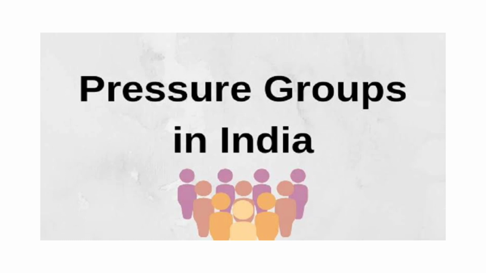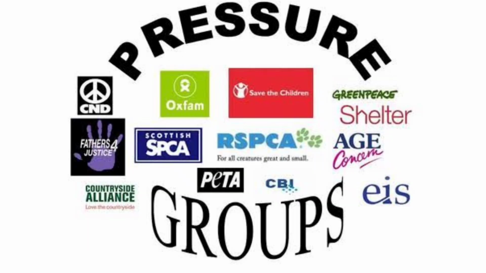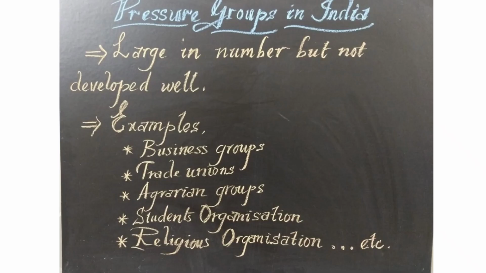Let us see about the pressure groups in India. So the pressure groups, which are the interest groups or vested groups, for what purpose are they working? To secure certain interests by influencing the public policy. Mainly they are working for protecting the public interest. There are a large number of pressure groups in India. But even though there are a large number of groups, they are not as well developed as they are in the western countries like Britain, France, Germany or the USA.